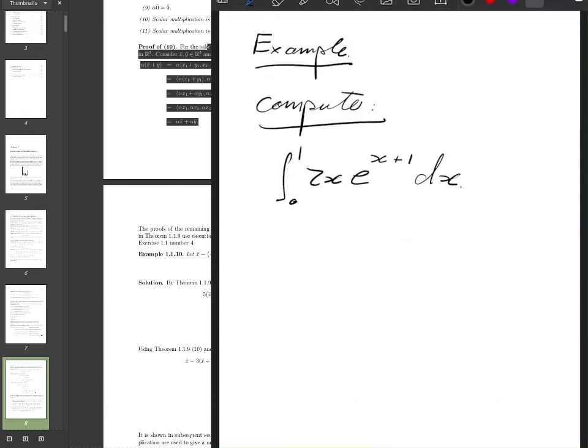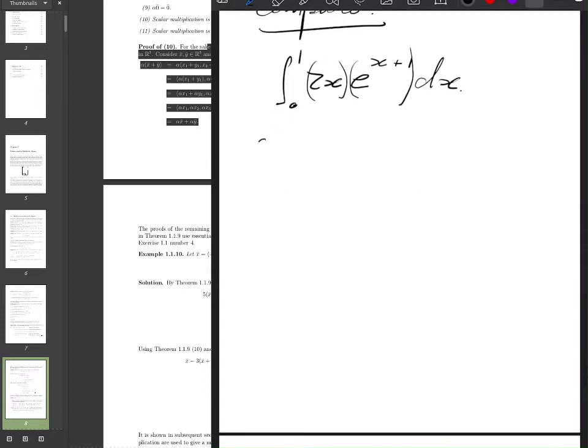Let's compute this integral. So we see here we've got the product of two functions. So we don't really have a product rule for derivatives. So the idea now is to apply integration by parts.